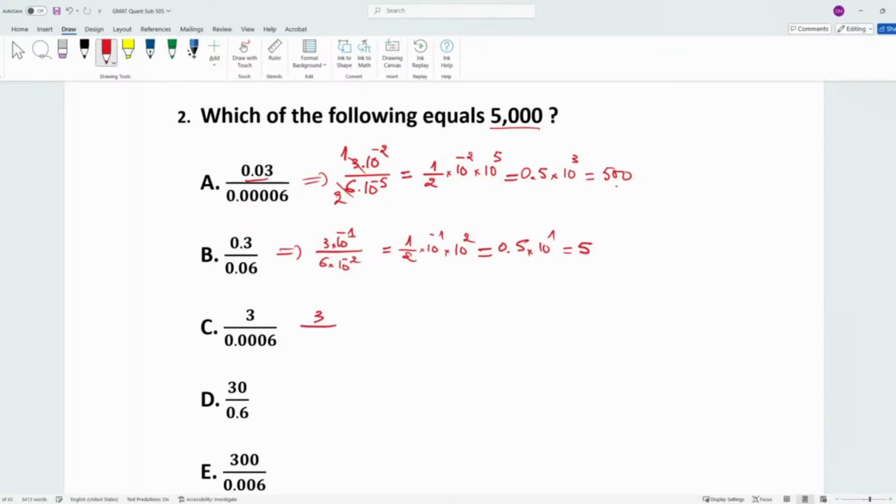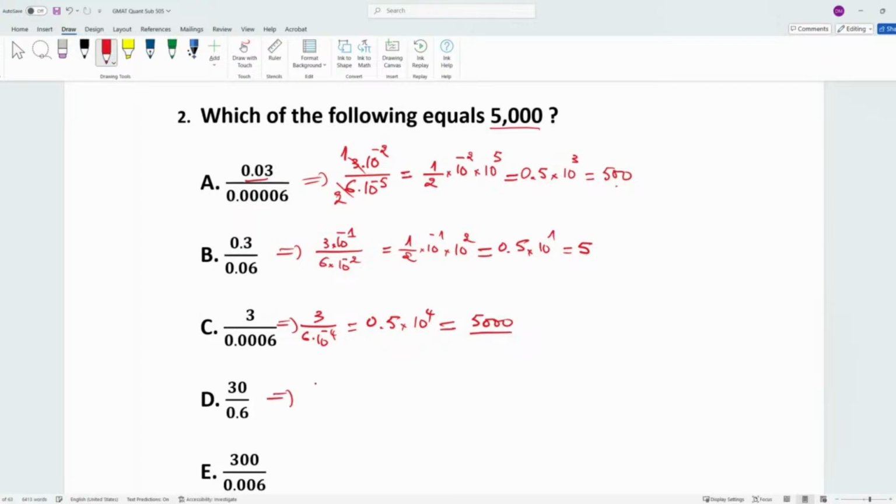So here we will still have 3, okay, 6 times 10 to the power minus 4, which is going to give us 0.5 times 10 to the power 4. Okay, because 10 to the power minus 4 will come up, it will be 10 to the power 4. And this will give us 5,000. So our answer is clearly answer C.